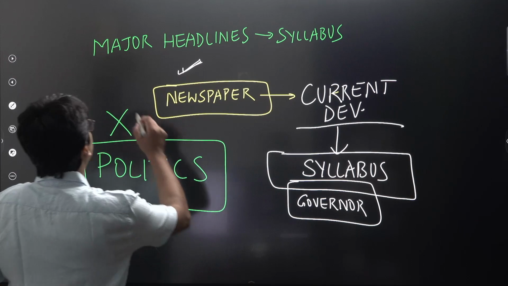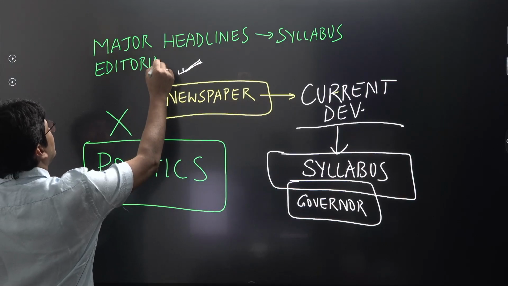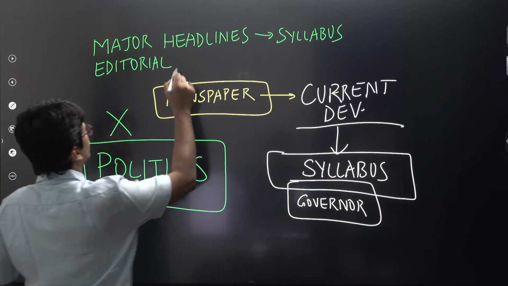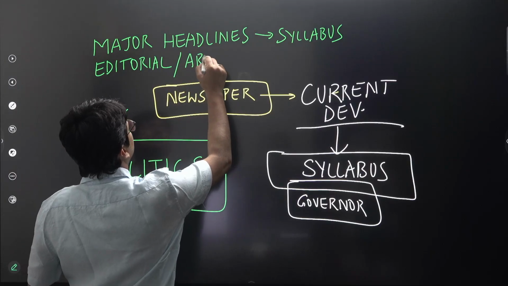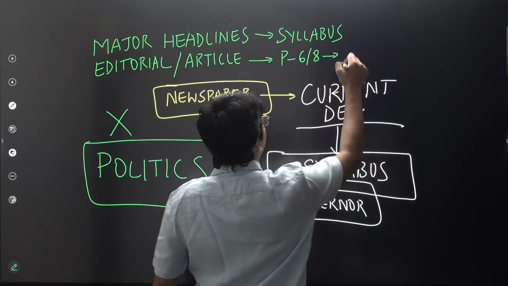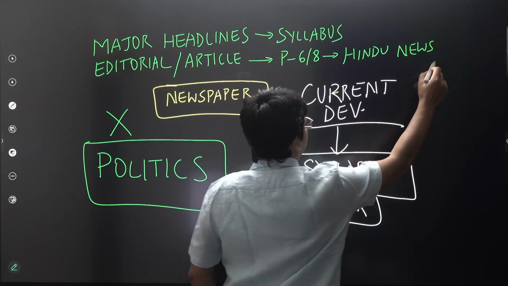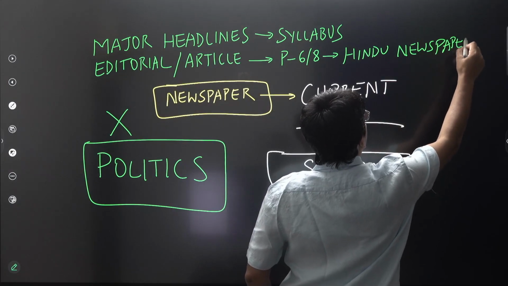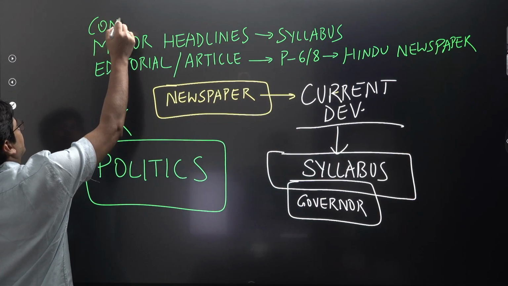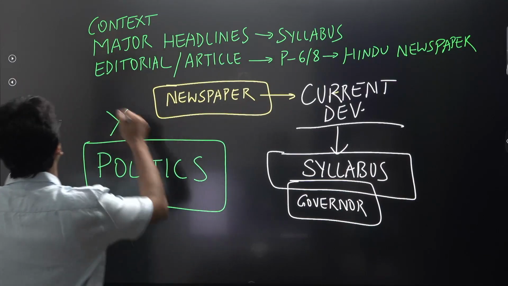And then major headlines, and then the editorial section is important. Editorial or article section, basically the op-ed section as we call it, generally appearing either on page 6 or 8 of The Hindu newspaper. This is something you must read every day. In this, there is another section called, I think, the text and context section, on the very next page.